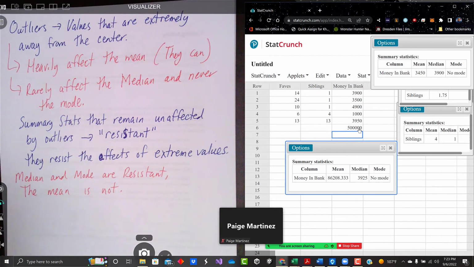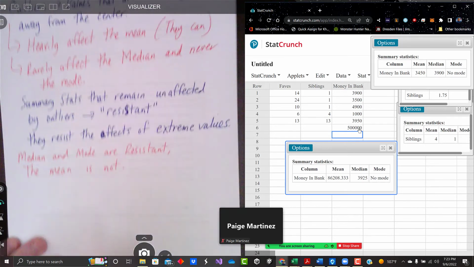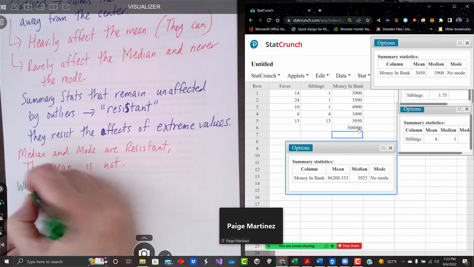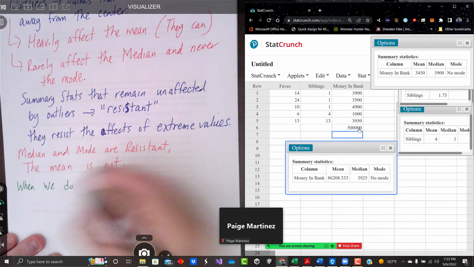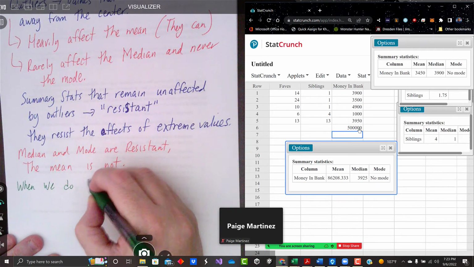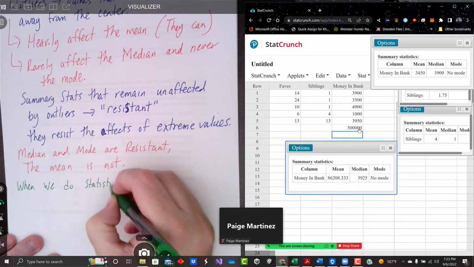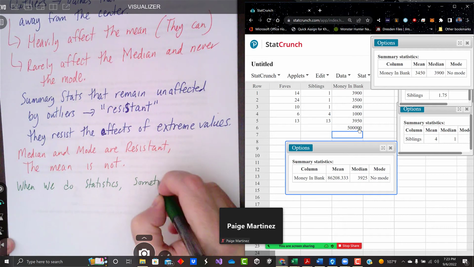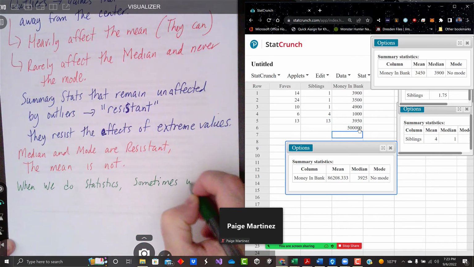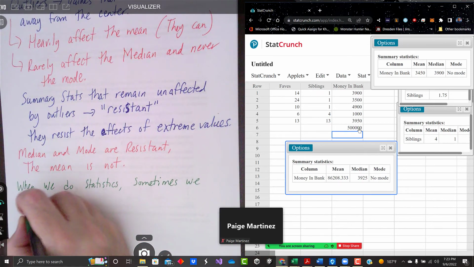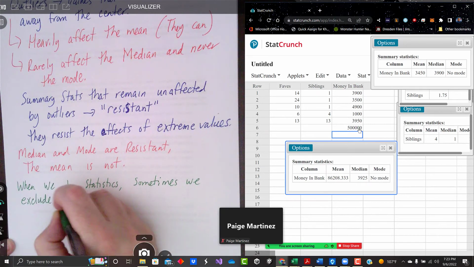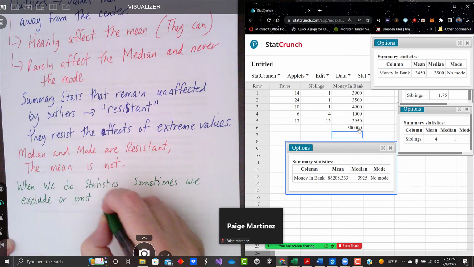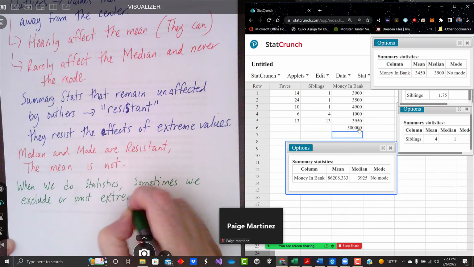So much so that when we do statistics, sometimes we exclude or omit extreme outliers.